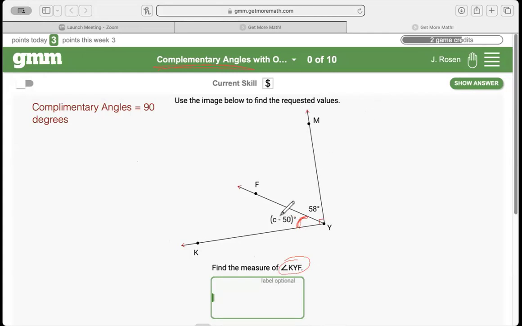So here we are going to have to write out the algebra. So we're going to put C minus 50 plus this other angle, which was 58, equals 90. And then from here, we need to know how to solve these algebraic equations. So again, my recommendation is draw the equal line, or the line through the equal. And we're going to use GEMDAS.